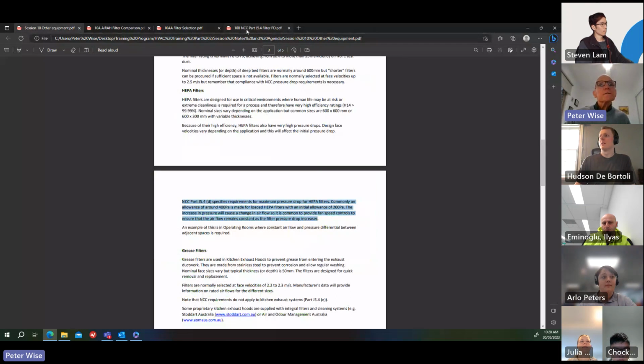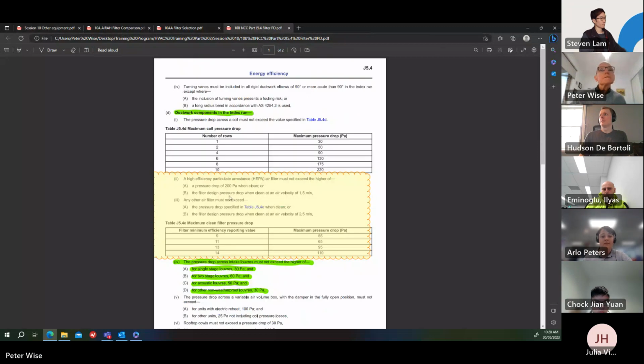And just going back to the NCC, which I've highlighted there. So the part that's got a cloud around it here refers to HEPA filters. So it must not exceed the higher of 200 pascals when clean, or the filter design pressure drop when clean at an air velocity of 1.5 meters per second. So that's what you need to comply with. As I said, 1.5 might be quite high. For an operating theatre, it's more like 0.6. So the pressure drop will be much lower than that.